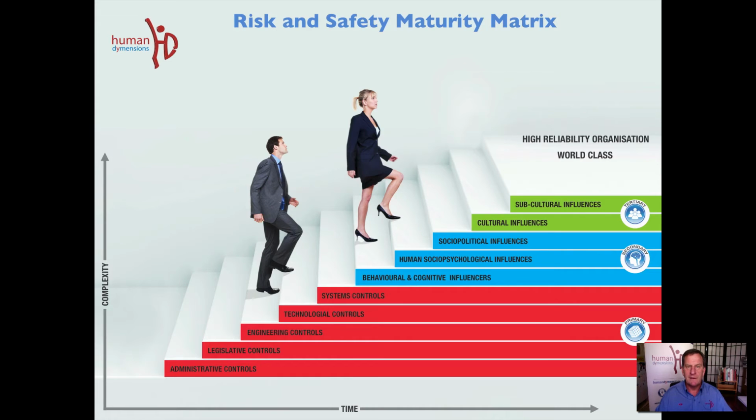When we get to this level, this is what Karl Weick calls a high reliability organisation. This is really the total safety spectrum. So there's the matrix, but there's more. What I've done is I've put on the left-hand side the 5 stages of Patrick Hudson's safety culture development to see how this maps against the risk and safety maturity matrix.